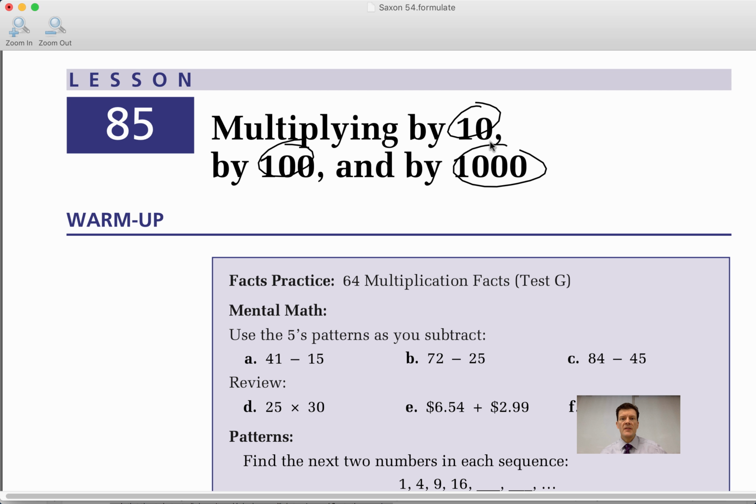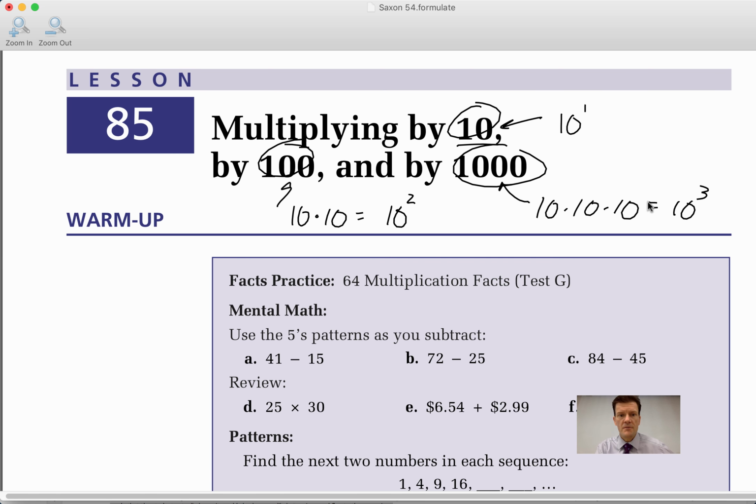10, 100, and 1,000. These are all multiples of 10, meaning 10 times something gives you each of those numbers. And they're also powers of 10, meaning 10 is 10 times itself just one time, 10 to the first. 100 is 10 times 10, or 10 squared. And 1,000 is 10 times 10 times 10, or 10 cubed. So they're all powers of 10: 10 to the first, 10 to the second, 10 to the third.